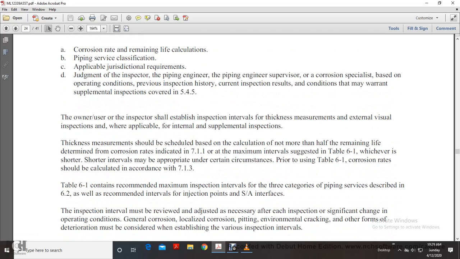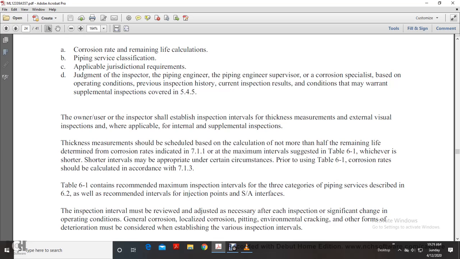Owners and users shall establish inspection intervals for thickness measurement, external visual inspection where applicable, and internal and supplemental inspection. The thickness measurement interval should be scheduled based on calculations of no more than half of the remaining life determined from the corrosion rates indicated in 7.1.1, or the maximum intervals suggested in Table 6.1, whichever is shorter.